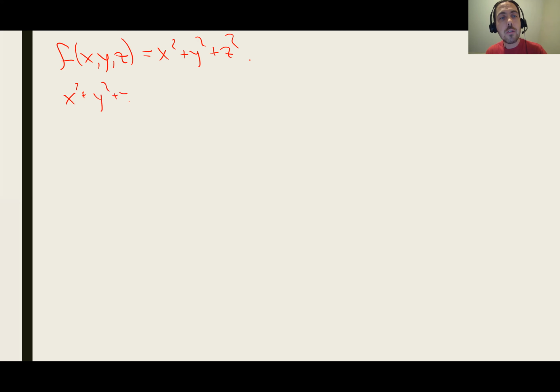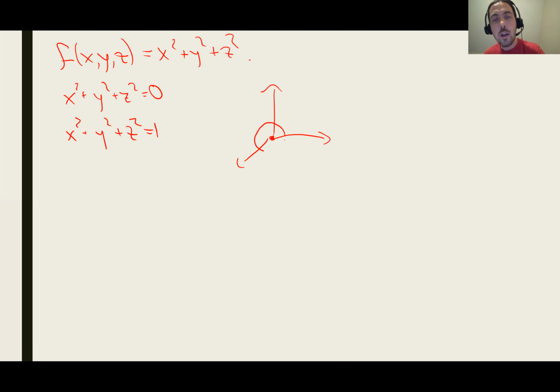So when we draw x squared plus y squared plus z squared is equal to 0, that shape is a sphere of radius 0 centered at the origin. If we draw x squared plus y squared plus z squared is equal to 1, that's another sphere. Now it's of radius 1. And if we draw x squared plus y squared plus z squared is equal to 2, now that's going to be another sphere. This is going to be a sphere of radius square root 2.